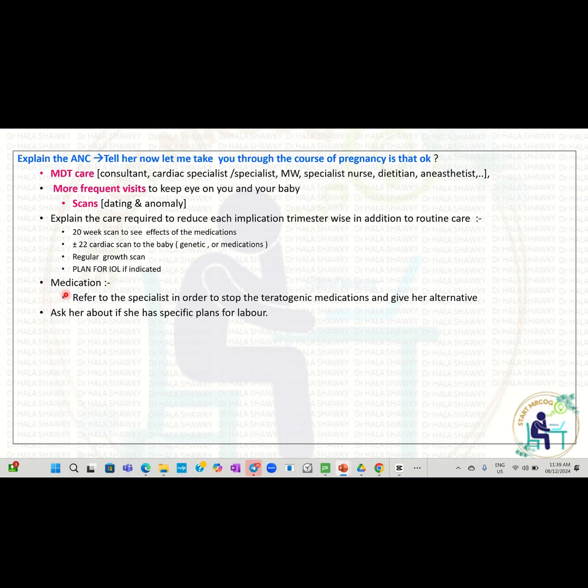We have to review her medication and refer her to the specialist to stop teratogenic medications and give her alternative medications, and ask her if she has a specific plan.